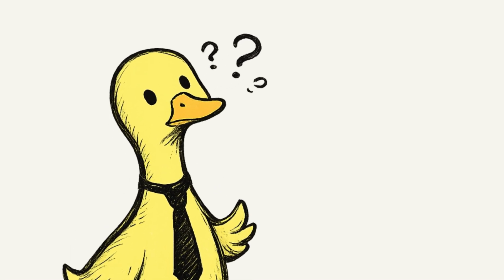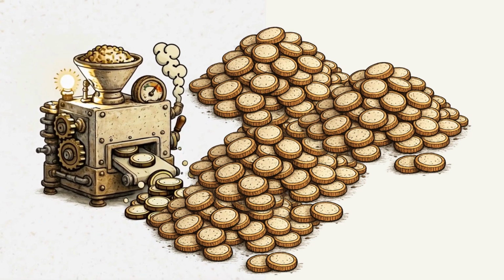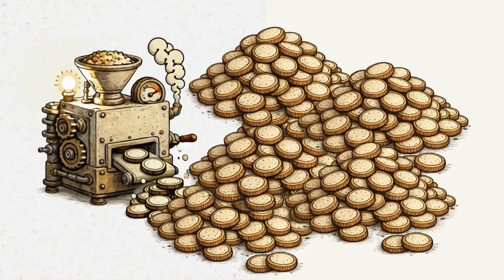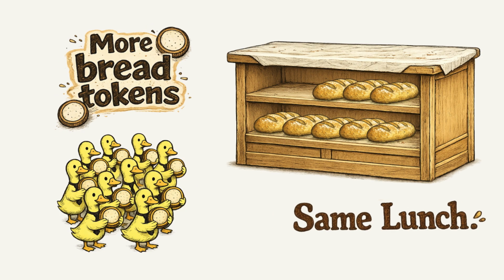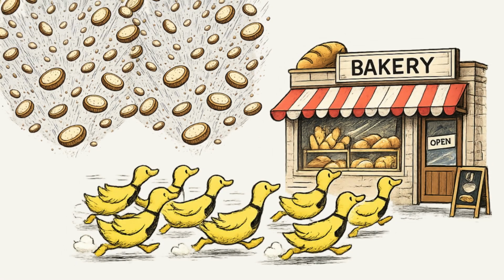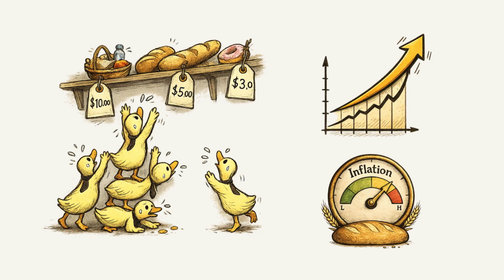But why do prices rise in the first place? Imagine a machine suddenly creates mountains of new bread tokens. Now every duck has more bread to spend, but the bakery still has the same number of lunches. More bread tokens, same lunch. A crowd of hungry ducks is now chasing a limited supply of food. The bakery starts running low, and the baker realizes ducks are willing to pay more.